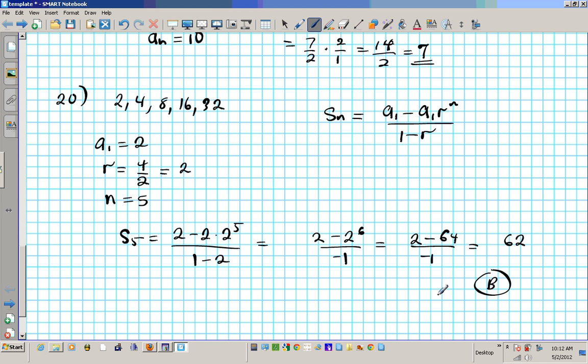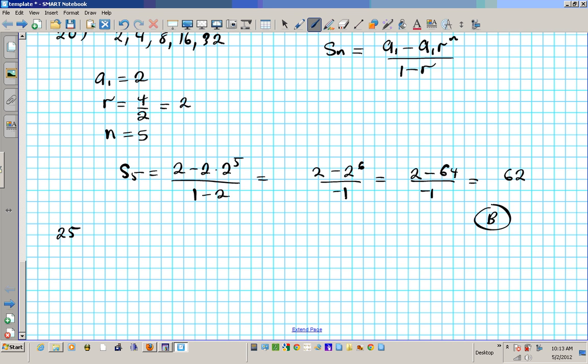Alright, let's move on to the next example. Question number 25. We're going to be finding a limit here. Let's find the limit algebraically. The limit as x approaches 1 of x to the 4th minus 1 over x minus 1. If we plug in 1 directly, we're going to have 1 to the 4th minus 1 over 1 minus 1, which is 0 over 0, which is undefined.